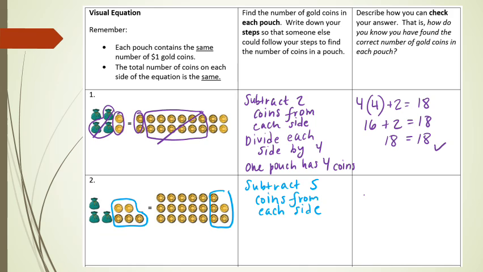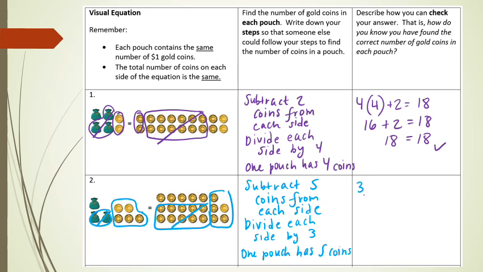So if we divide by 3, that's the same as putting kind of groups of coins into the pouches. So 3 divided by 3, I'm left with 1 pouch, and 15 divided by 3, I'm left with 5. So one pouch has 5 coins. But of course, I'm going to check my work.